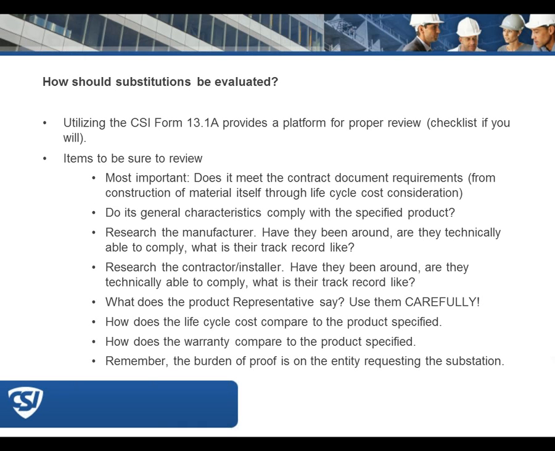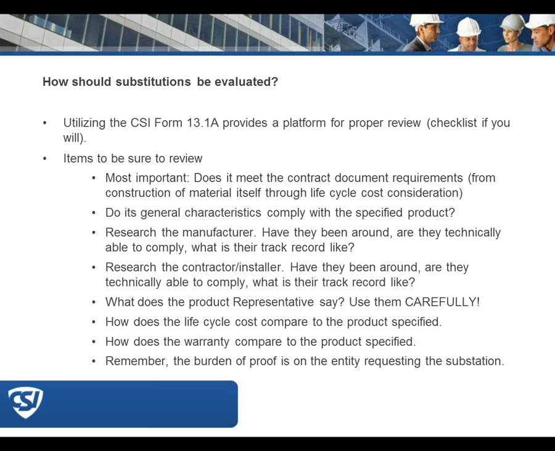So how should those evaluations be done? First of all, we've been referencing the form. You want to use that form. Most important, be sure that it meets the contract document requirements. From the construction of the material itself all the way through the life cycle costing, and we could add here LEED certification. Do the general characteristics comply?